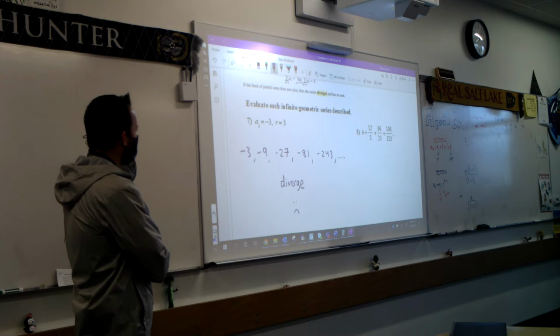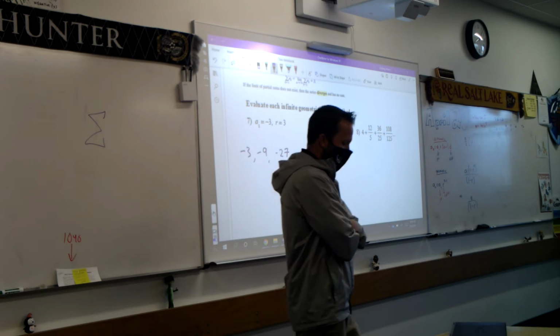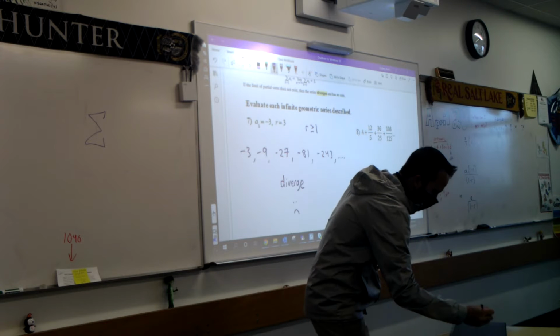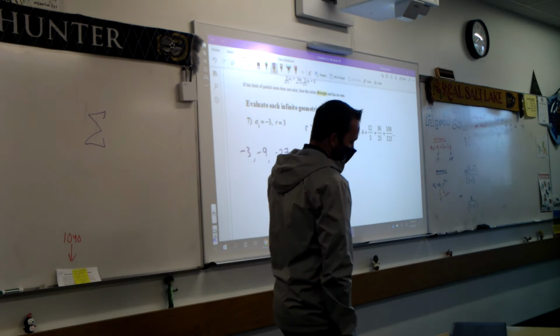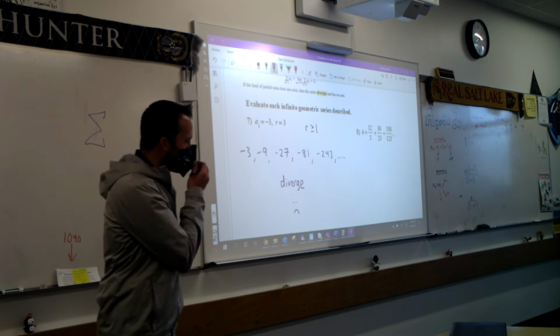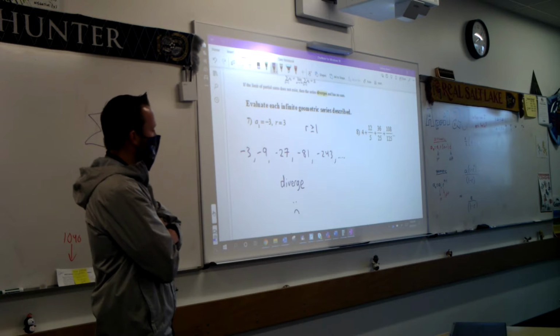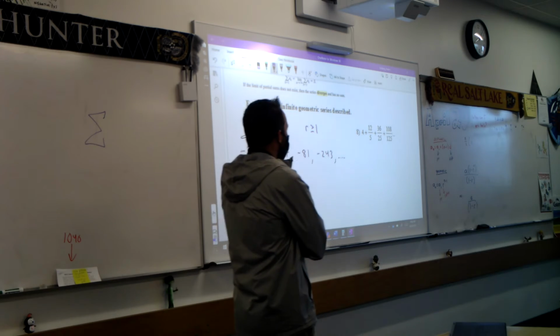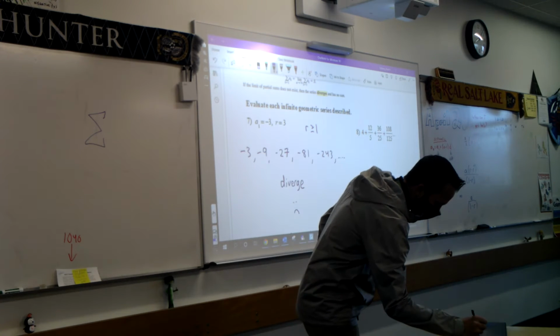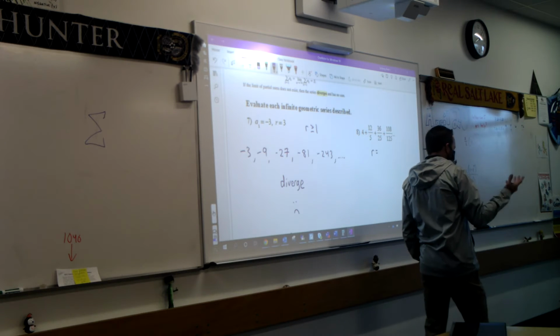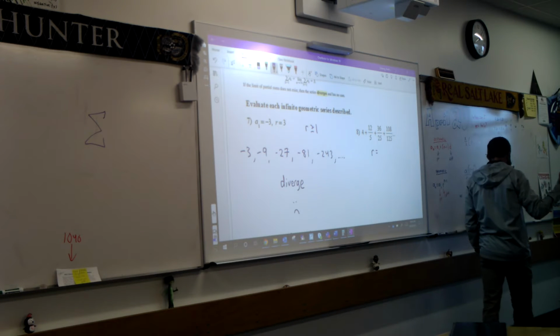Because the ratio here was 3. And what did we say our ratio needs to be? Less than 1. So this is going to diverge. Okay, well, let's look at number 8. It gives us some terms here. What I want you to do is to talk to your neighbor and see if you can figure out what is the common ratio. Let me give you about 30 seconds here. Try to figure out what the ratio is and then figure out would it converge or diverge.